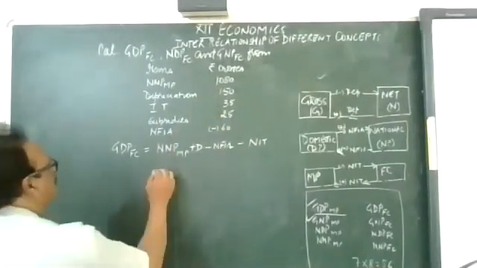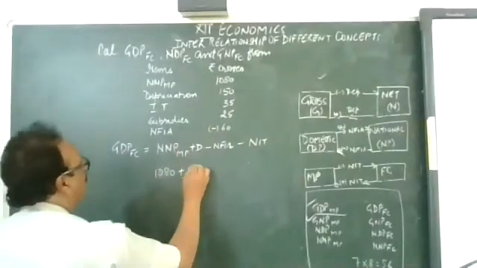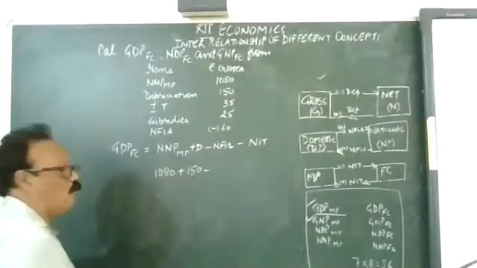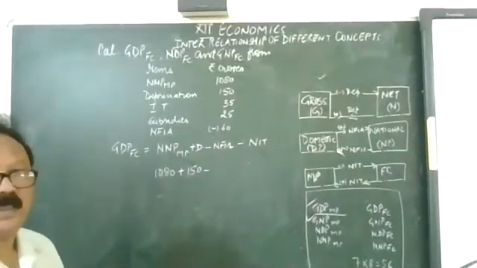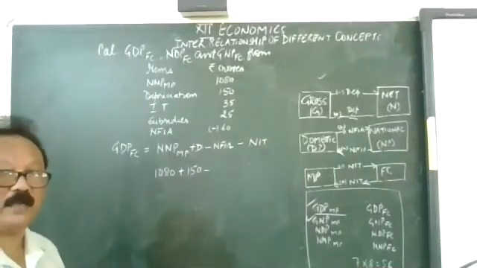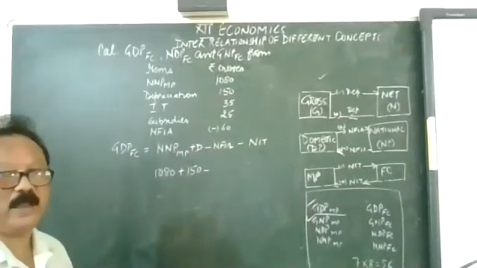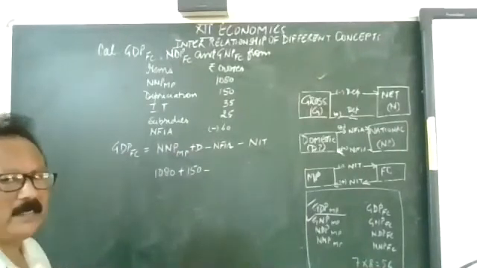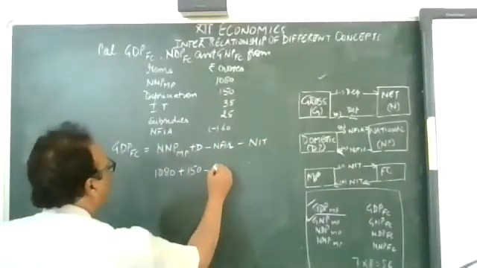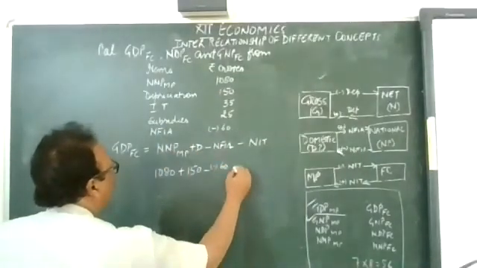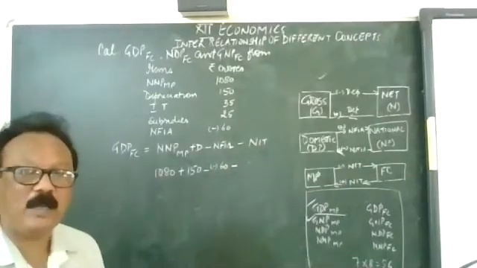NNP at market price is given as 1080 plus depreciation is given as 150 minus what is NFI? I told you it is given directly, so no problem. If it was given separately, like factor income from abroad and factor income to abroad, then we would have to subtract to get NFI. But in this case, we do nothing because the value is directly given. Net factor income from abroad is minus 60, minus NIT. NIT is what? Net indirect tax.